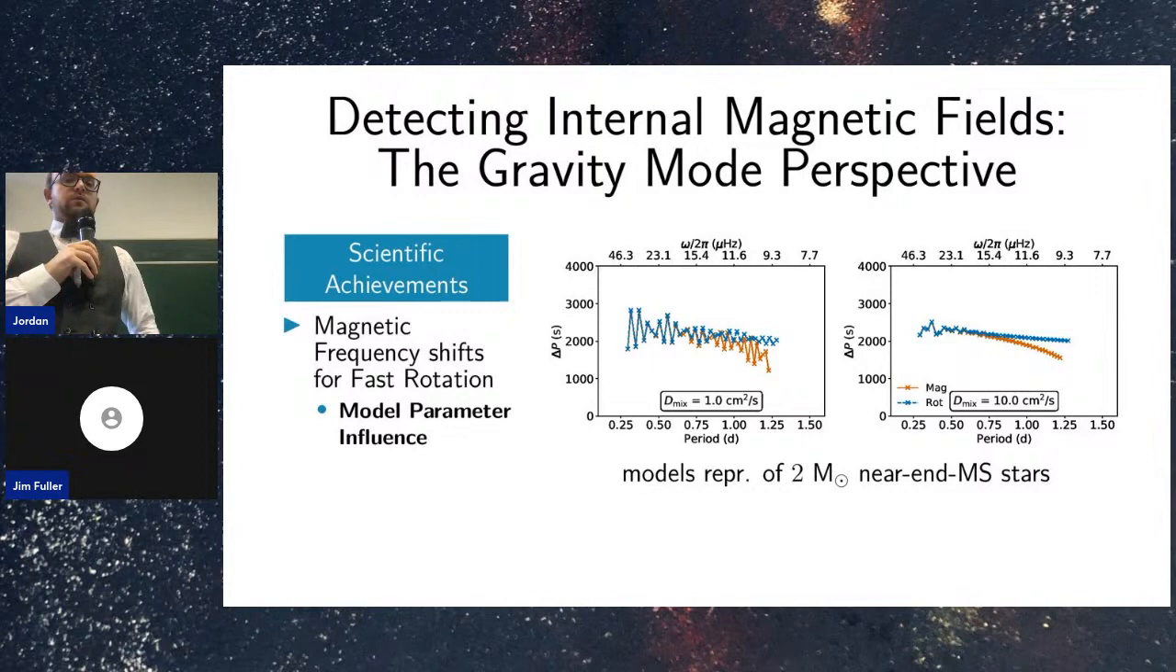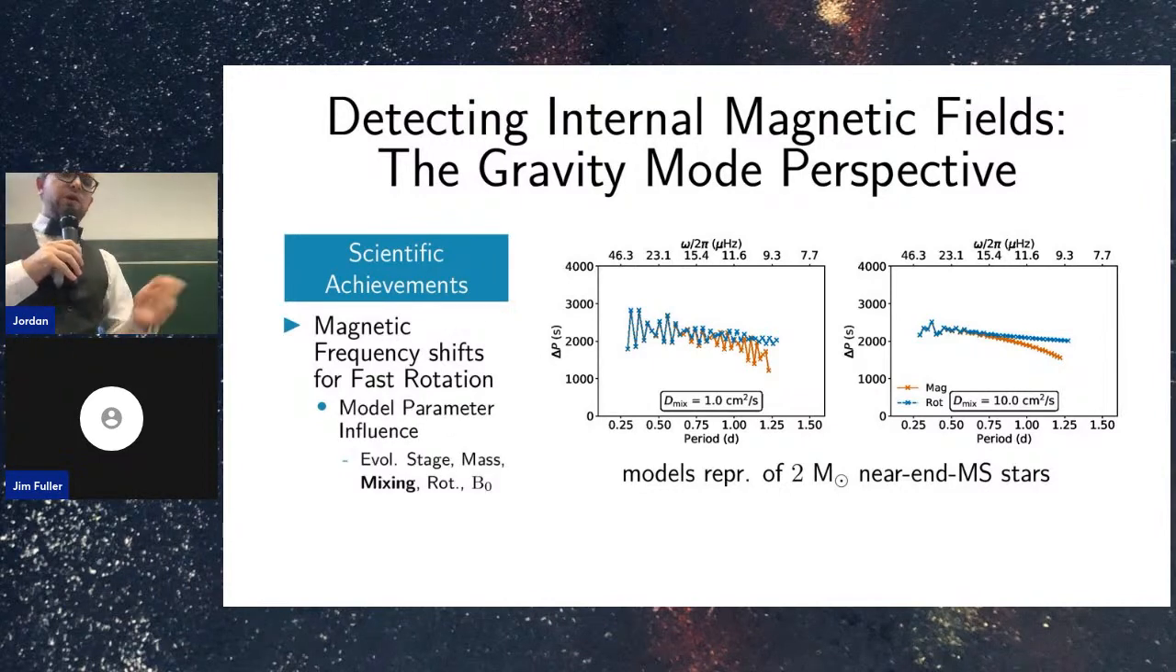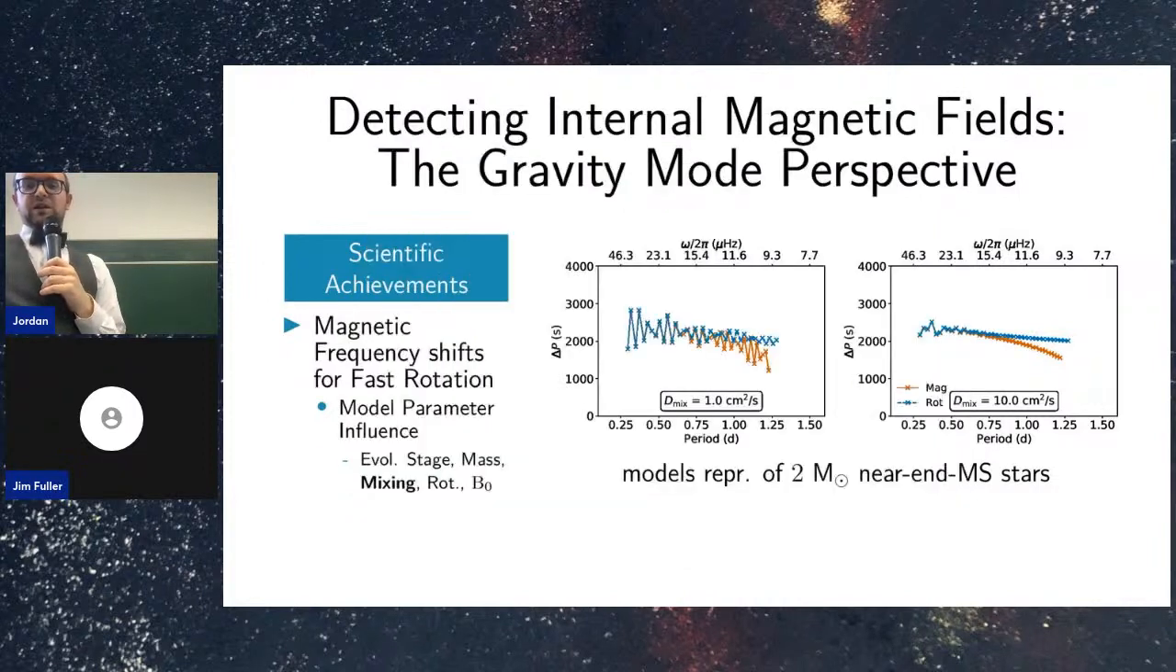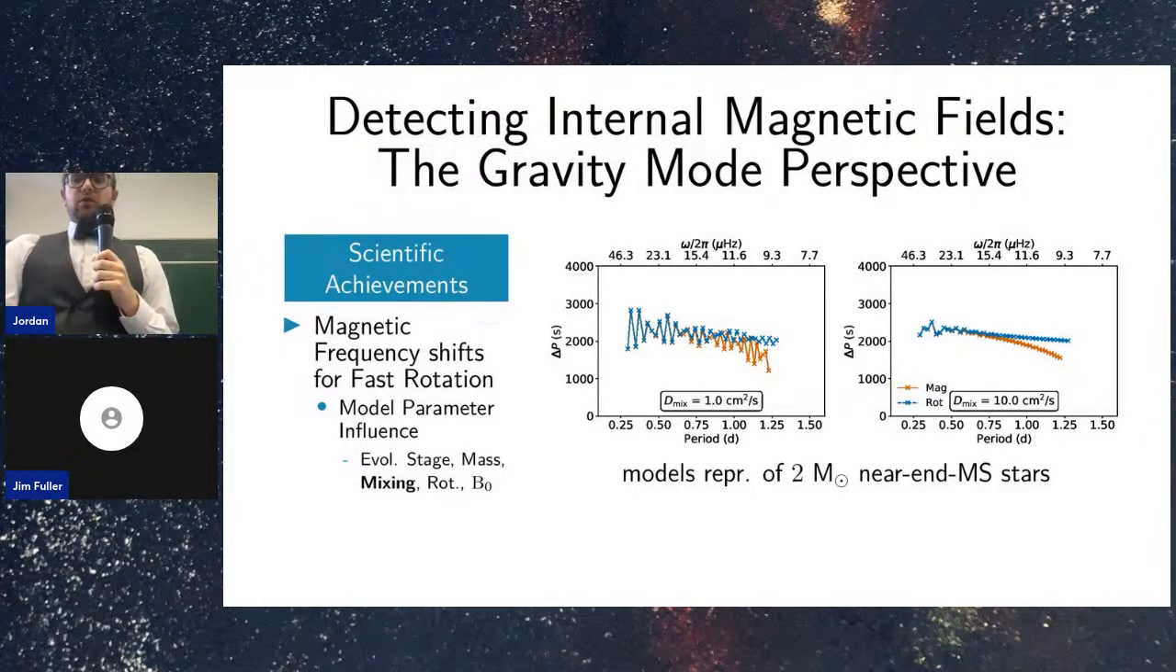So, for example, we look at how this is affected by the evolutionary stage, okay? Also the mass, and the mixing, the rotation rate, and the field strength. So very quickly, we look at what is happening inside of this envelope. We look at how this mixing level affects these specific shifts due to internal magnetic fields.